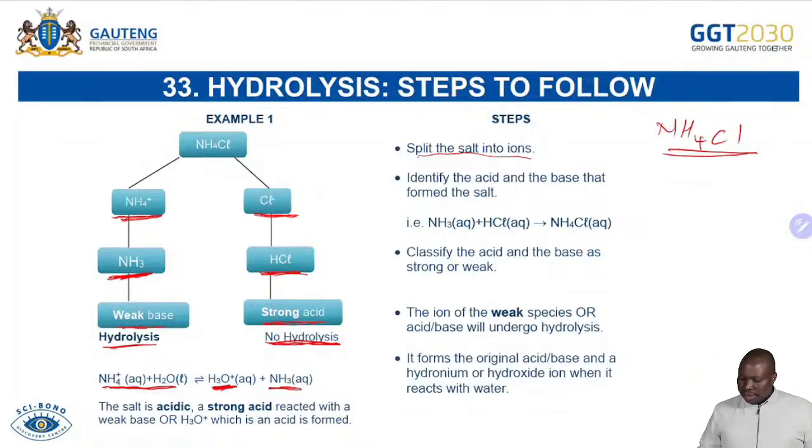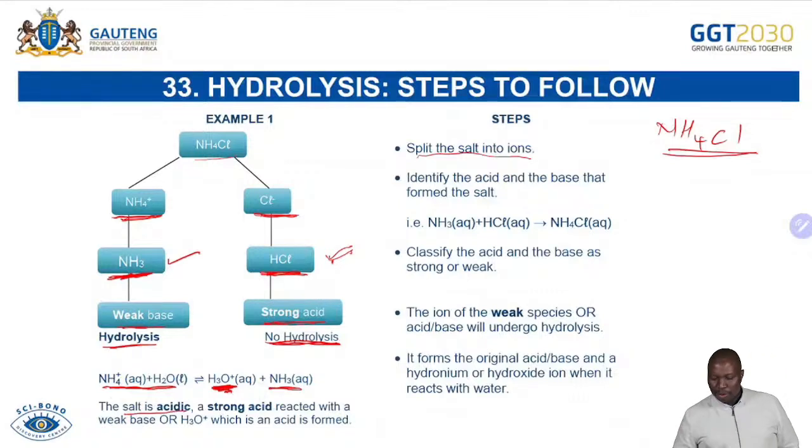You can say this salt, which is called ammonium chloride, is formed from a strong acid and a weak base. A strong acid, which is HCl, and a weak base, which is NH3. So the stronger one always wins. So if the strong one is the acid, the salt must be acidic. So you are saying this salt is acidic because it's a salt of a strong acid and a weak base. Or you can say this salt is acidic because it forms hydronium ion. I hope you got that.